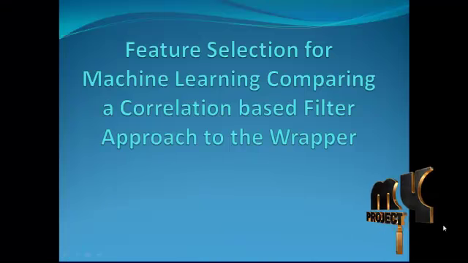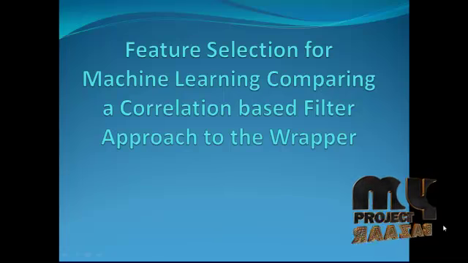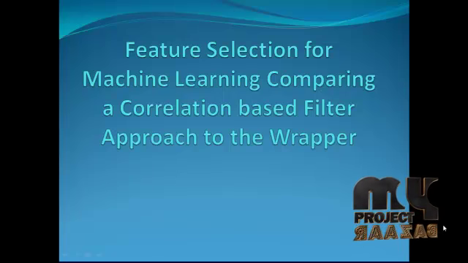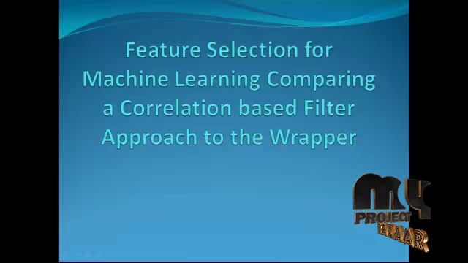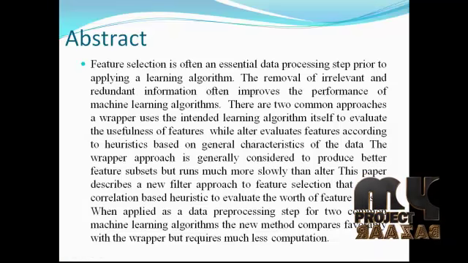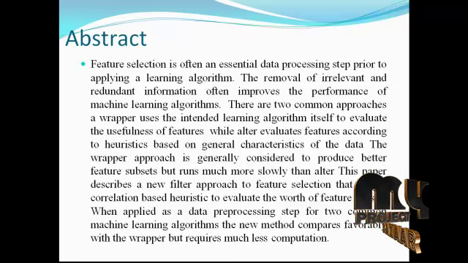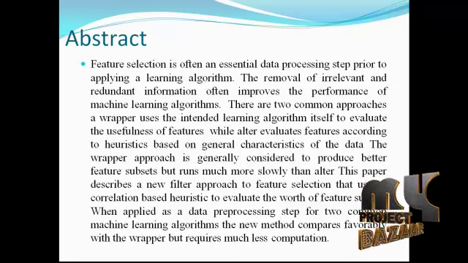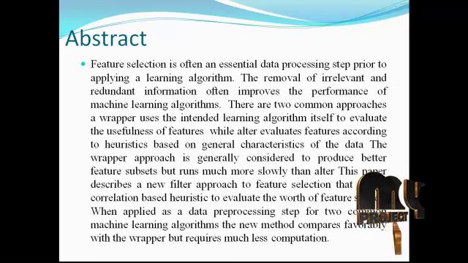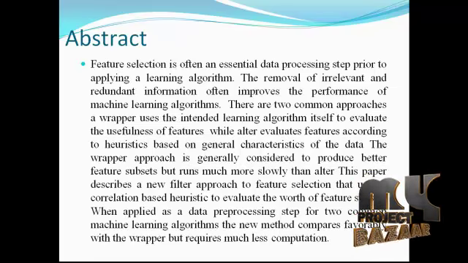In this video we will see a complete demo of feature selection for machine learning, comparing correlation based filter approaches to wrappers. Feature selection is often an essential data processing step prior to applying a learning algorithm. The removal of irrelevant and redundant information often improves the performance of machine learning algorithms.